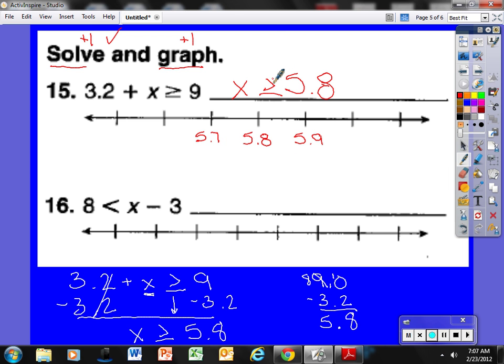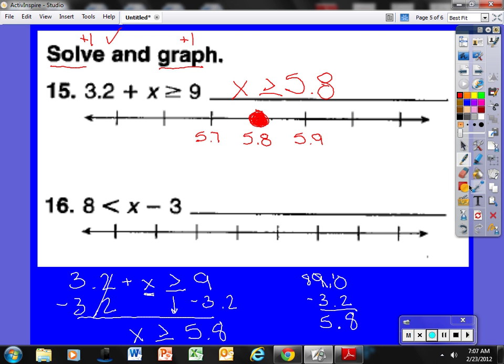Now, this is greater than or equal to. So that means 5 and 8/10, I can include this in the solution set. So that means I'm drawing a circle around 5 and 8/10 and filling it in. Because that means 5 and 8/10 is also part of the solution set. I can substitute 5 and 8/10 for x, and it would still make the sentence true. Because 3 and 2/10 plus 5 and 8/10 equals 9. 9 is greater than or equal to 9. That's true. Now again, x is any number that's 5 and 8/10 or larger.